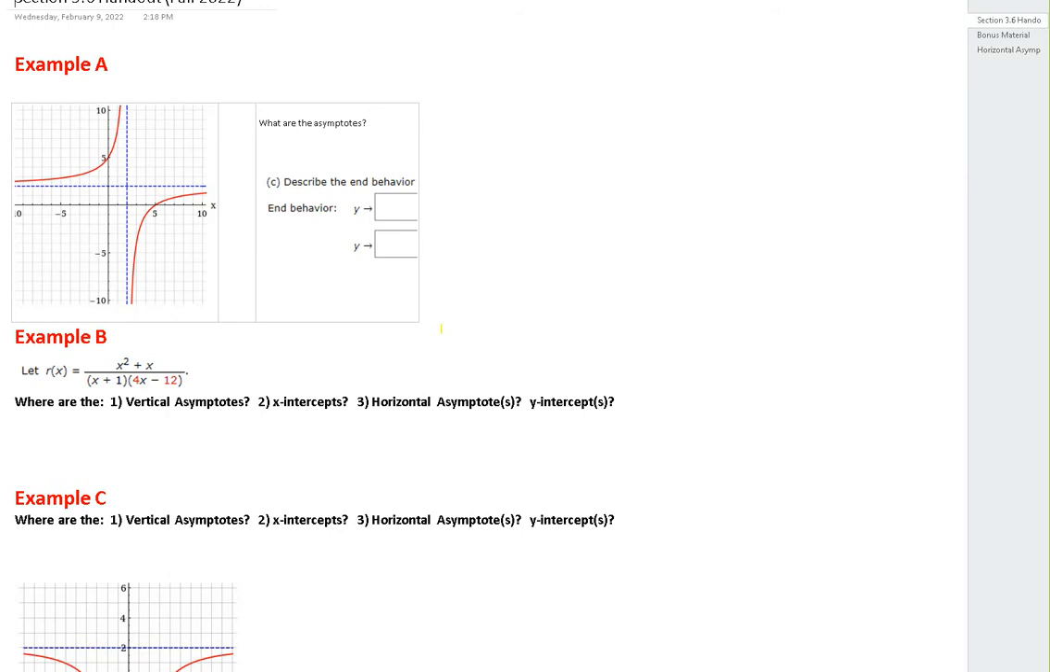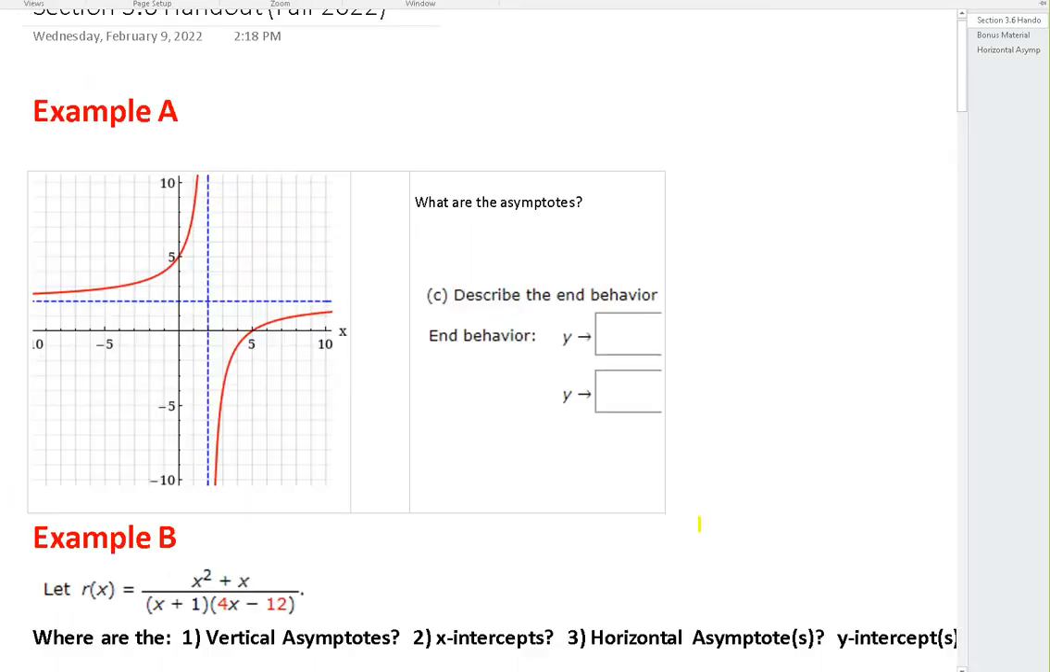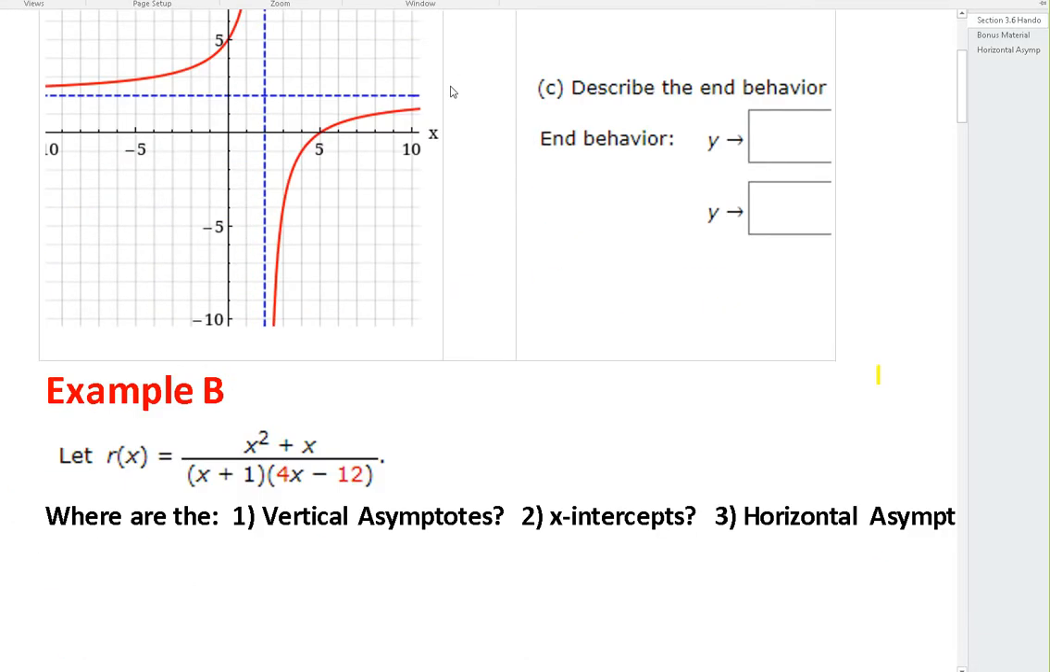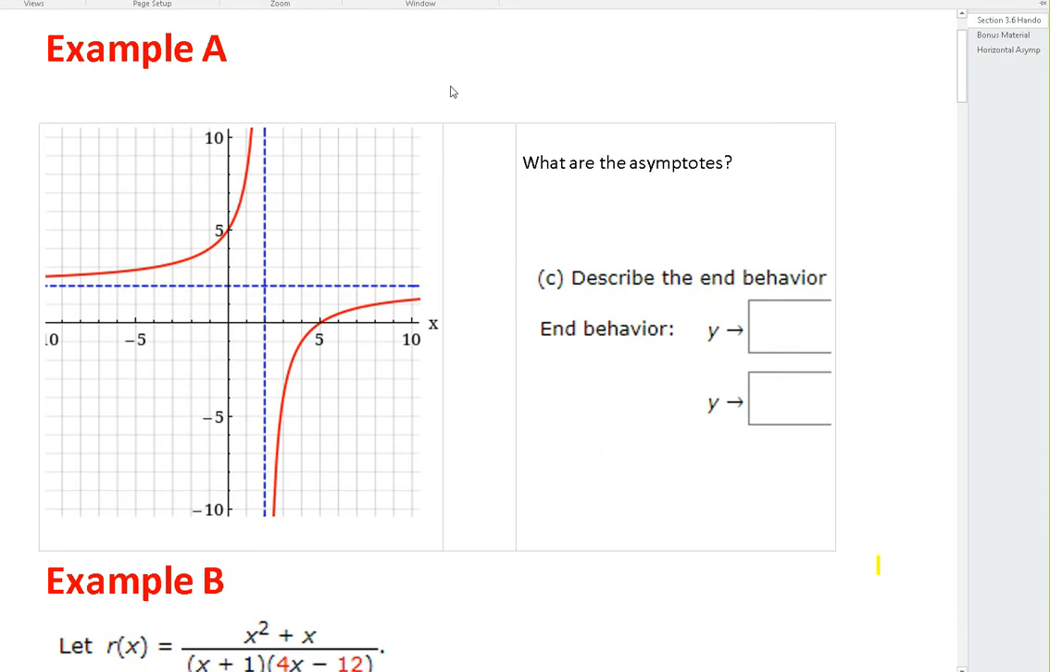There we go. Let's just make that view a little bit bigger. So it says, what are the asymptotes? There's 2 of them. And please don't just give me a number when I ask you for the asymptotes. I'm going to want an equation. So let's see if we can't figure out what those equations are.